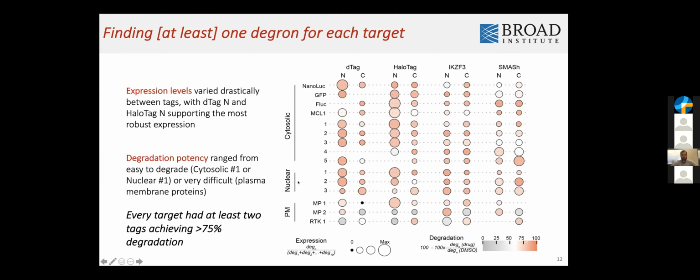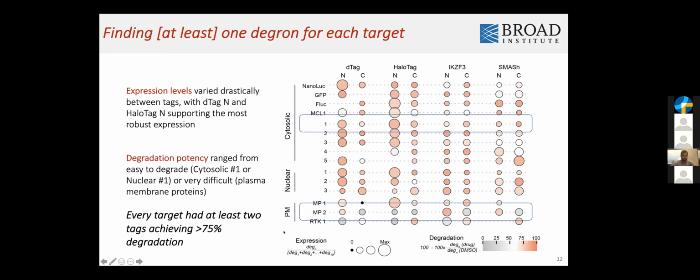For degradation potency, we found that there was a wide range, as expected. For example, the cytosolic protein 1 was degraded quite efficiently. Pretty much any construct that we threw at it was efficiently degraded. In contrast, this multi-pass transmembrane protein number 2 really only had a few tags, this DTAG N, Halotag N, and the SMASH N constructs, that were efficiently degraded. And this could be indicative of additional machinery or additional steps or processes that are at play for multi-pass transmembrane proteins. Nevertheless, by testing multiple strategies in parallel, every single target that we tested had at least 2 tags that achieved greater than 75% degradation.